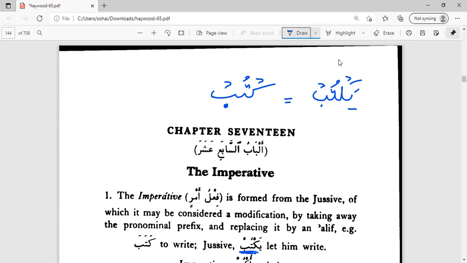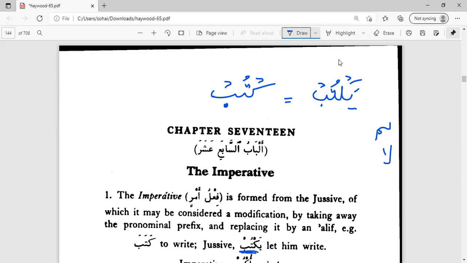There are some particles we talked about, lam and la, and the key was when it was jussive. What happens to the verb? We said when the verb doesn't have additional letters, it gets a sukoon, and if it has a noon at the end, then we have to drop the noon. Yes, so that's what I'm saying. Yeah, so it's the same here.